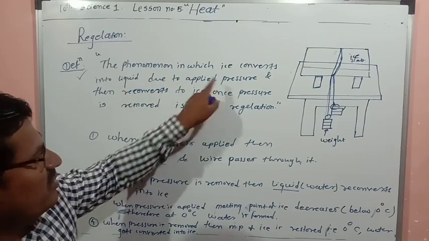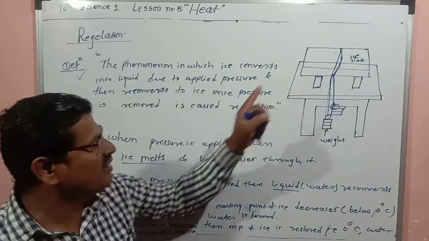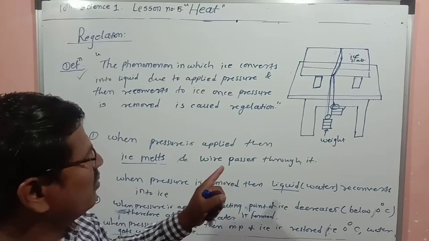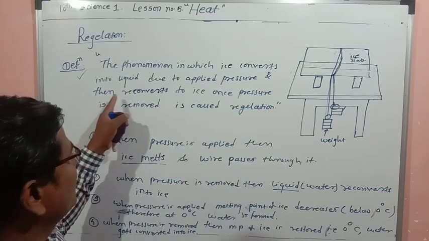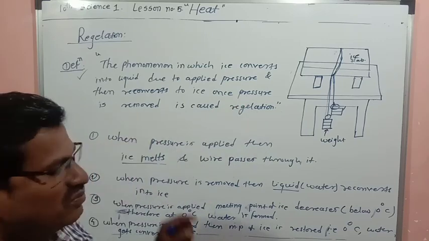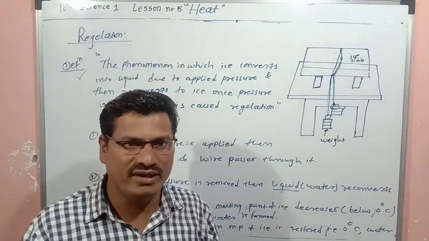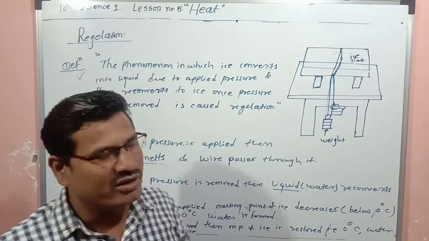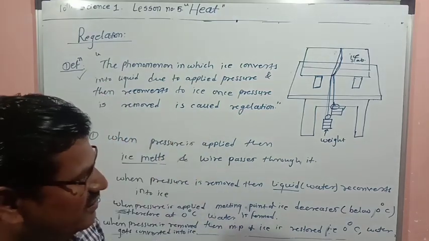Due to applied pressure, when pressure is applied, that ice will get converted into liquid or water, and then that water reconverts into ice once pressure is removed. Water will get converted into ice when pressure is removed. It is called regelation.